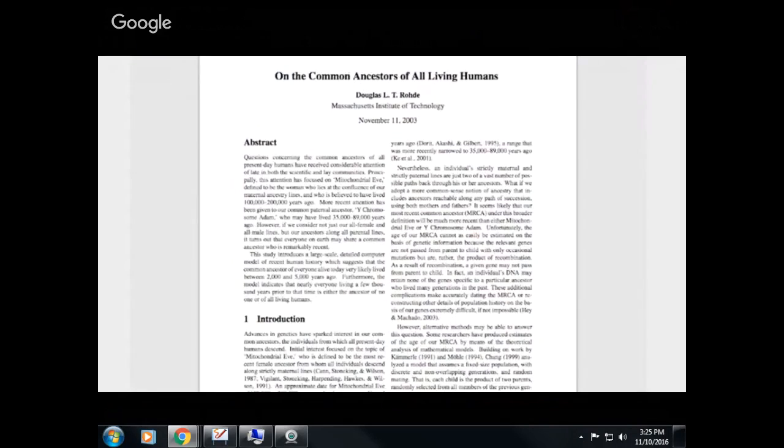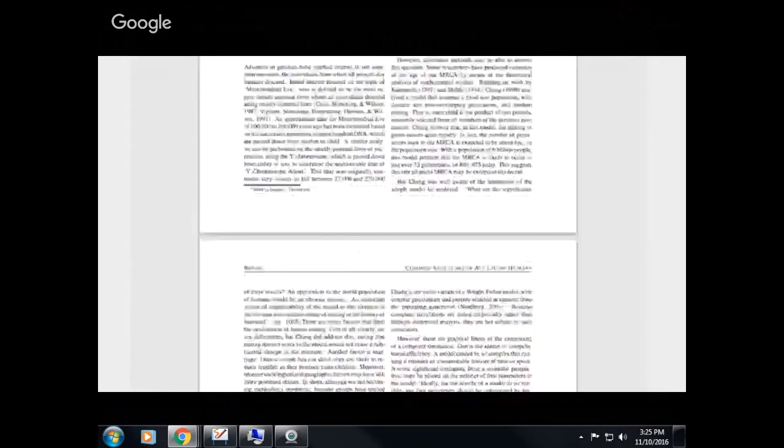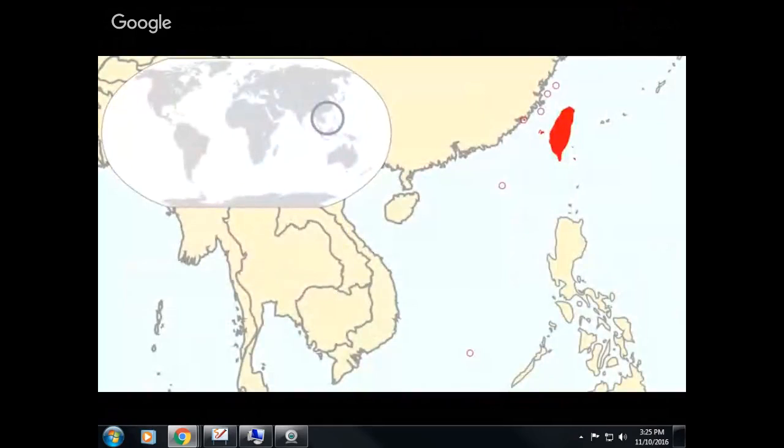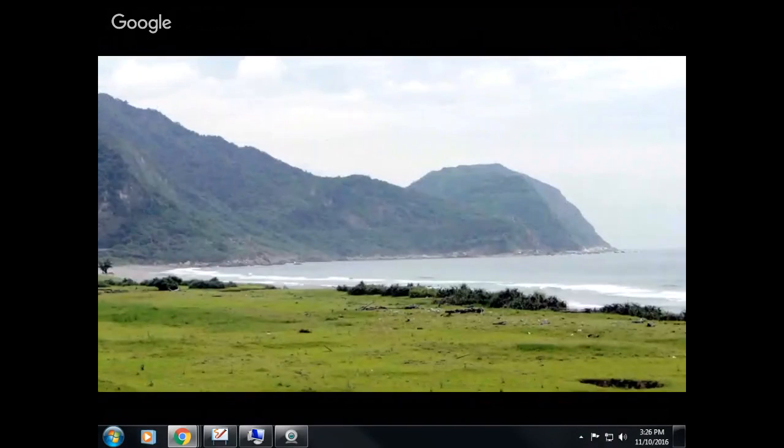A recent study, it's a great one, you should read it, found that there was a person alive as early as 300 BC who is related to every single person alive on Earth today. Their study also found that that person most likely lived in Taiwan, near a busy port city, so their descendants could quickly spread around the world.